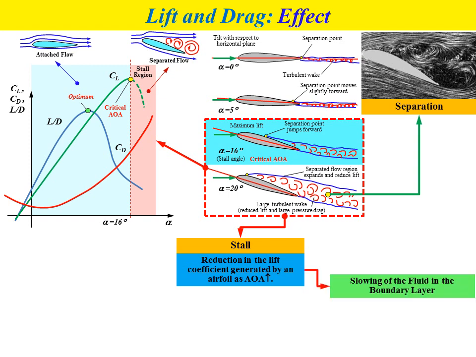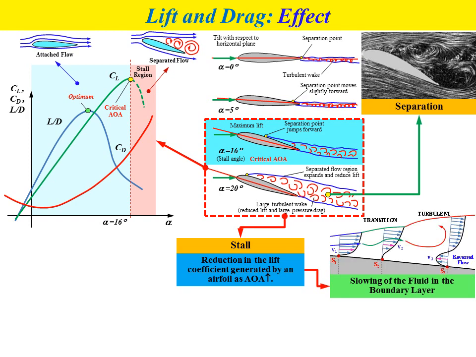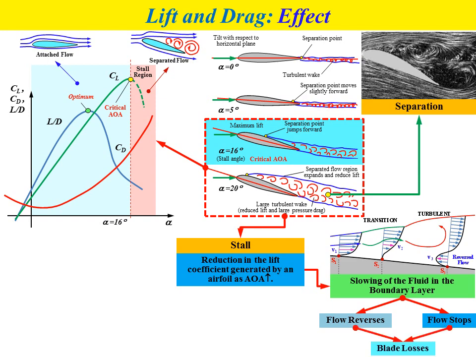Okay, so this stall phenomena will cause slowing of the fluid in the boundary layer. This effect we already discussed when we covered blade profile losses, where we can see clearly the velocities V1, V2, V3, with a reduction of fluid velocity. Sometimes the flow will be reversed, and sometimes the flow will stop during the process due to the stall phenomena. The reverse flow surrounding the blade profile will cause different types of blade losses.